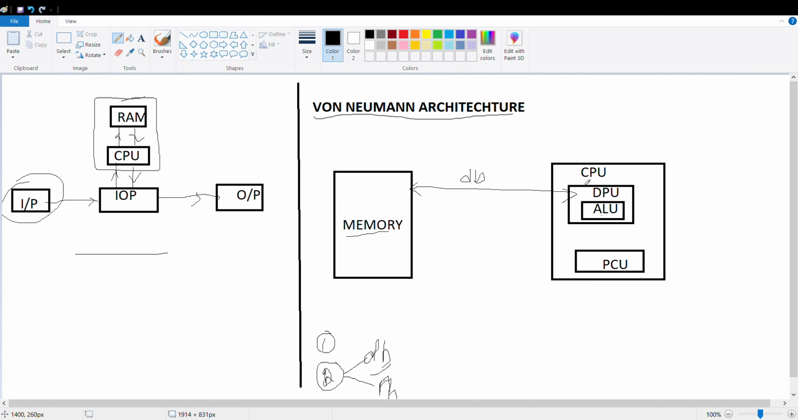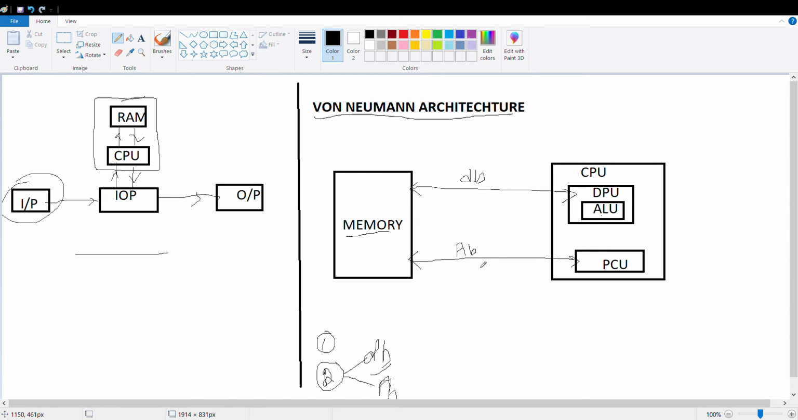And this data bus, so that you might have understood what DPU means. DPU means data processing unit. And the second bus is the address bus. Address bus is between the memory and PCU. This is address bus.